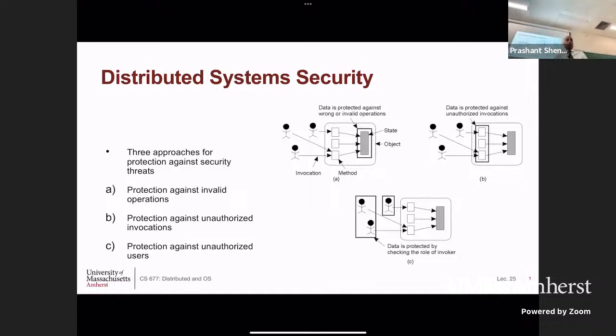Okay, so why don't we get started? So today is the last lecture. Obviously, we'll talk about one final topic, distributed system security, and then we'll wrap up there.